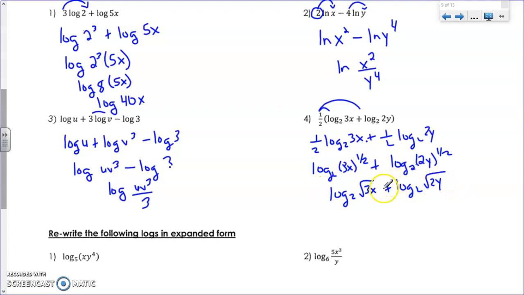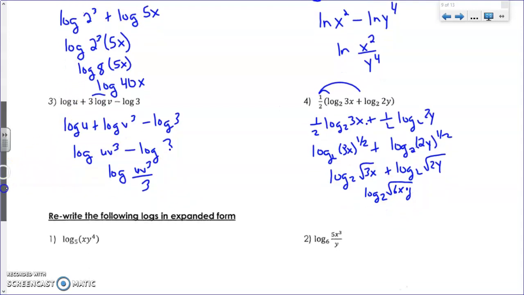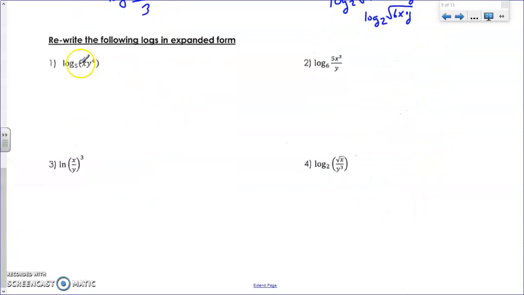Okay, the plus means I'm going to multiply. So they both have a square root. 3 times 2 is 6xy. And if you could simplify the 6, we would, but we can't. All right, so that's going from expanded to condensed. Now we're going to go from condensed to expanded.